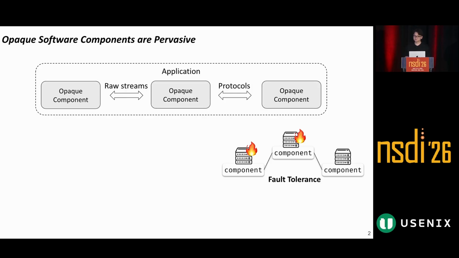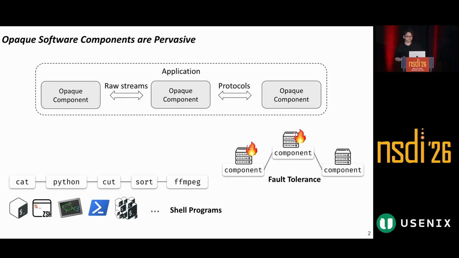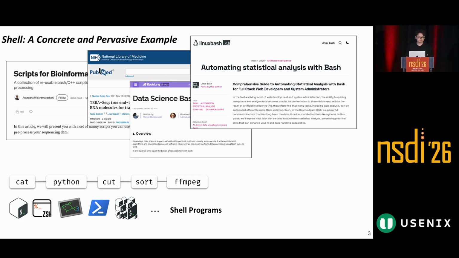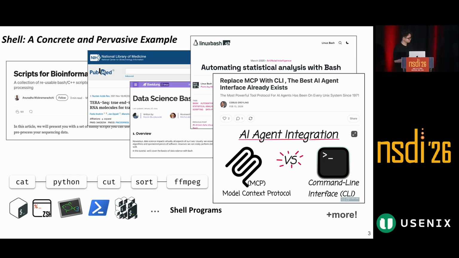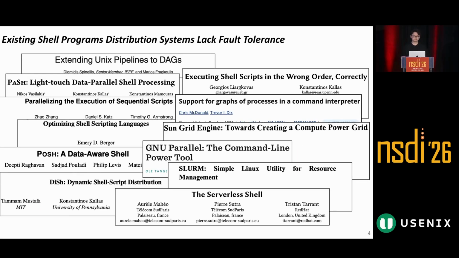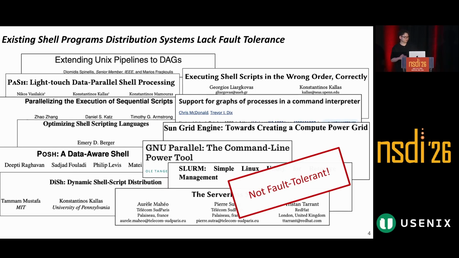In this talk, we focus on the shell as a concrete and pervasive example across various domains, such as bioinformatics analysis, data science, and even agentic workflows. Over the past few decades, extensive work has improved the runtime performance of shell programs, from single-node acceleration to distributed executions on platforms such as distributed file systems and serverless. However, none of these distributed executions is fault-tolerant.